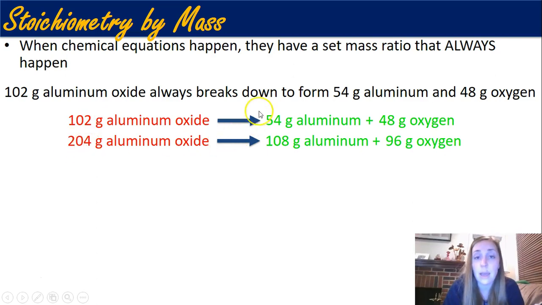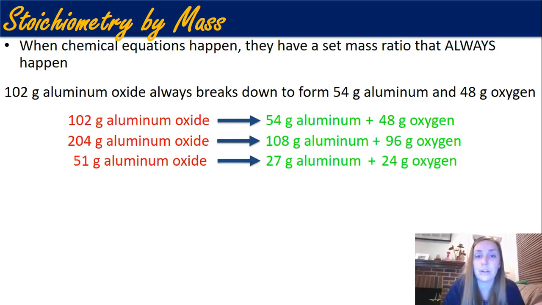My 102 became 204, my 54 became 108, my 48 became 96. Everything on the left and right is still going to be equal. 108 plus 96 is still equal to 204. What if instead of 102, I had half of that? Well, if I had half of my starting material, I have to get half of my final material. So notice 102 turns into 51, 54 turns into 27, 48 turns into 24.